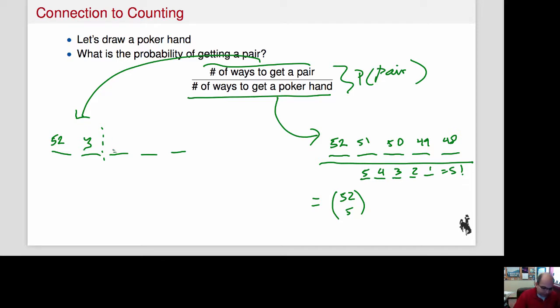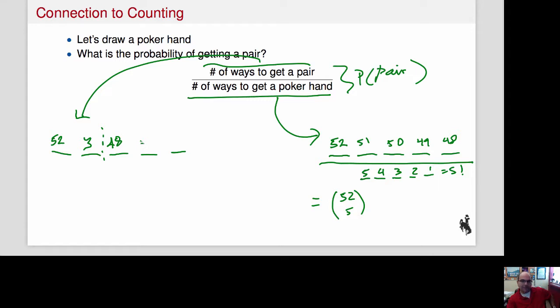Now, what about here? I'd like to say that the answer is 50, but it isn't, okay? That's because if I pick the jack of spades and then the jack of hearts, then I cannot pick the jack of diamonds next, right? Because then I wouldn't have a pair, I'd have a triple. So actually, there's only 48 ways to pick that card, okay? And how about this one? 47, right? No, not 47.